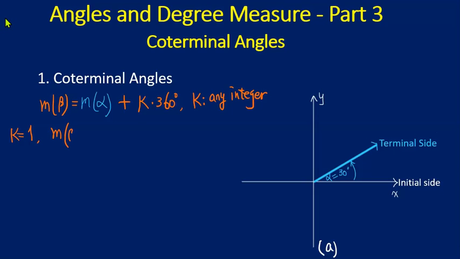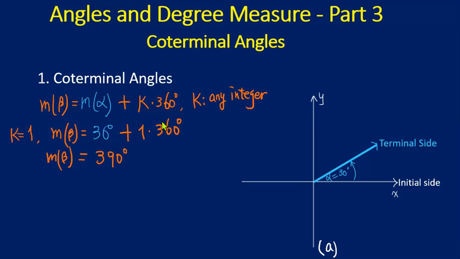So the measure of beta equals, we're going to replace the measure of alpha with 30 degrees plus 1 times 360 degrees. We're going to evaluate this. Obviously, the sum is 390 degrees. This tells us that 390 degrees is coterminal with 30 degrees. Or we can say 30 degrees and 390 degrees are coterminal angles.